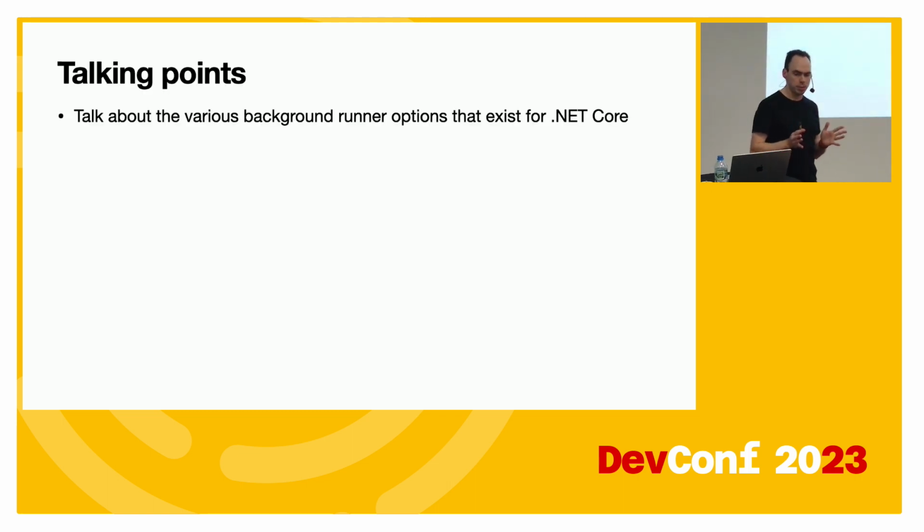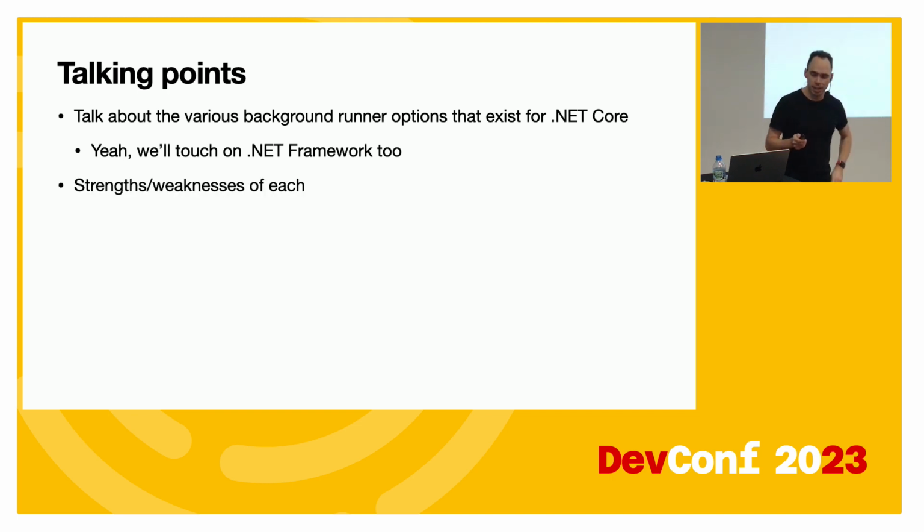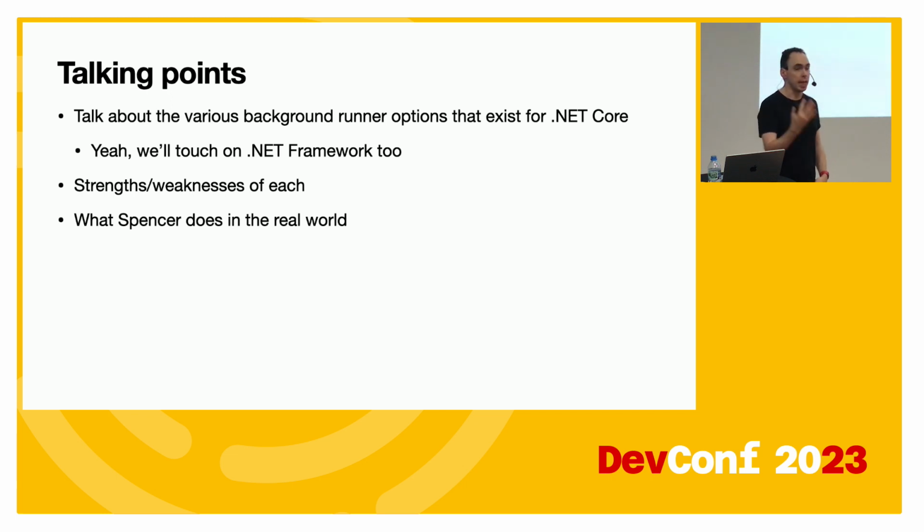So a few talking points. We'll be talking about the various background runner options that exist for .NET Core, of course, and Framework, as I mentioned. We will talk about the strengths and weaknesses of each, and what I do in the real world. As I mentioned, I have about 6 or 7 active customers, all of them .NET in some way, shape, or form, and even the ones that are not .NET, I take some of these lessons and apply them on the AWS side in this case.